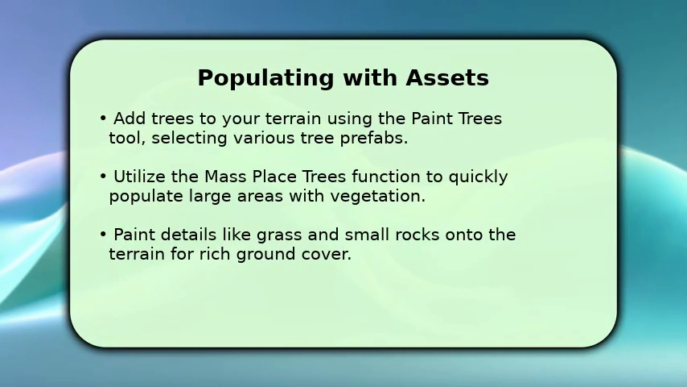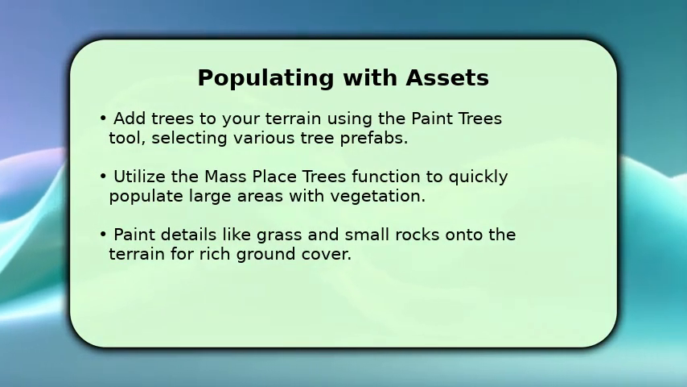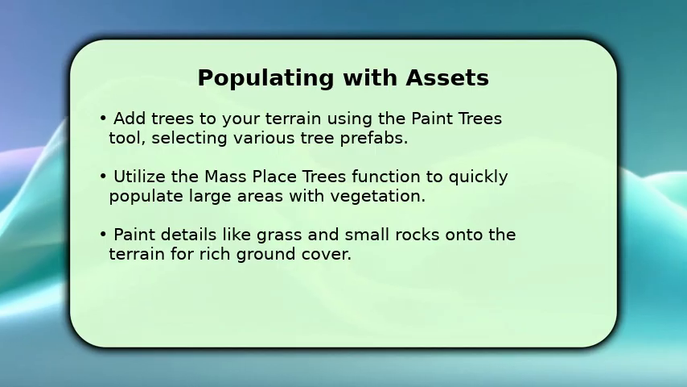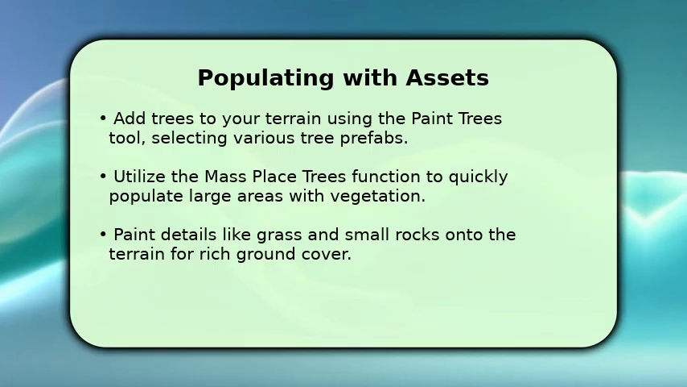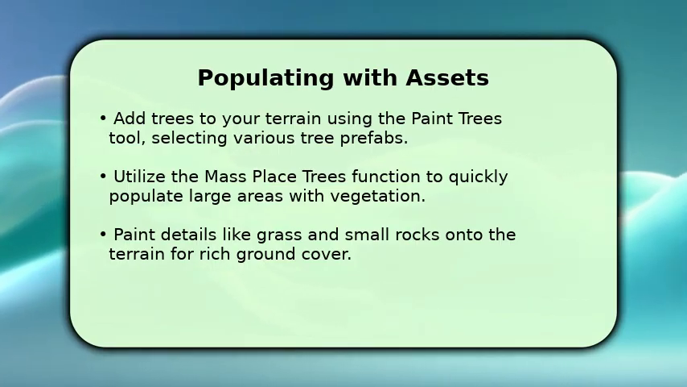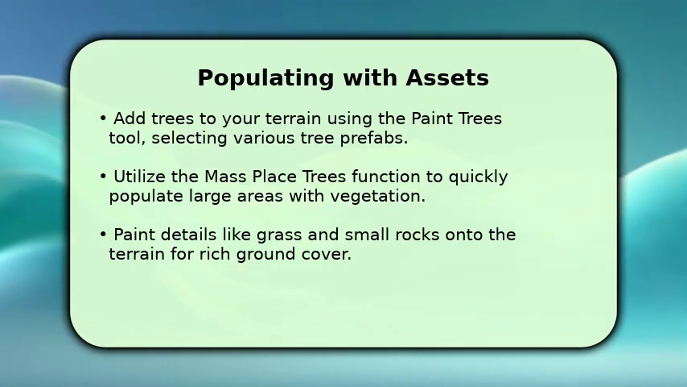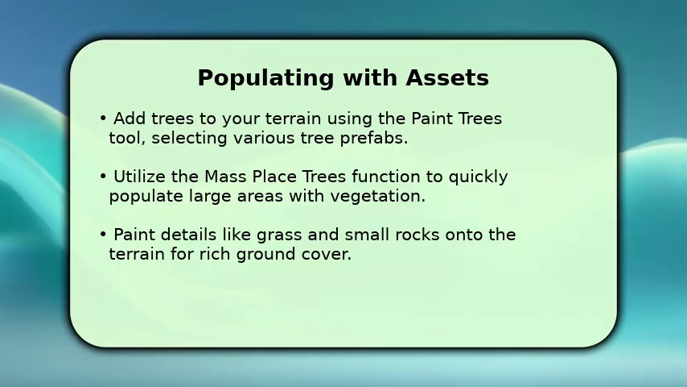With your terrain sculpted and textured, it's time to bring it to life with vegetation and water. Select the Paint Trees tool in the Terrain Inspector. Add different tree prefabs, then paint them individually, or use the Mass Place Trees option to cover vast areas with hundreds of trees. For ground cover, switch to Paint Details to add grass and small rocks.